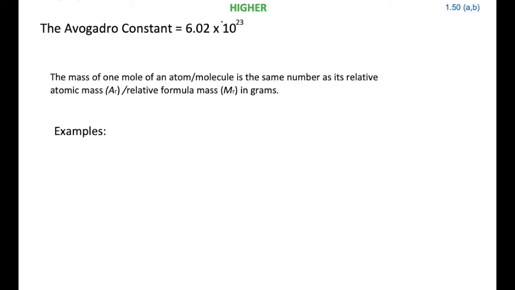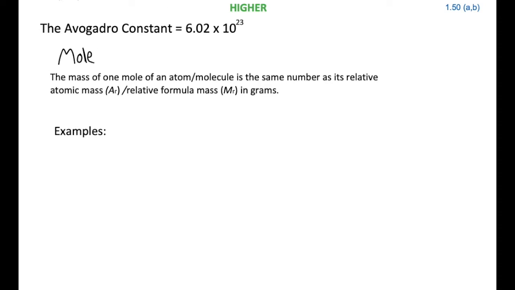If we were to write it out, it would be 602 with 21 zeros on the end of it. So it's a big number. That's Avogadro's constant. I'd like you to remember it, keep it in your mind for a second while I introduce something called the mole.